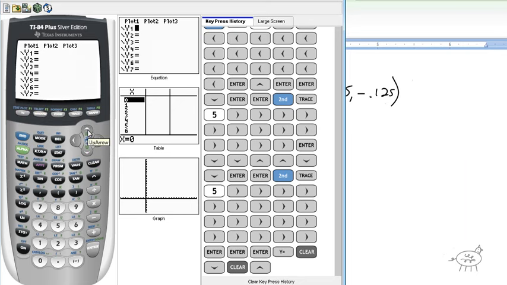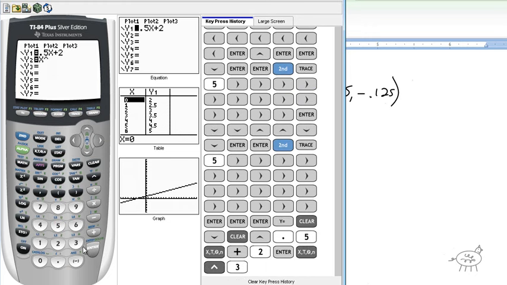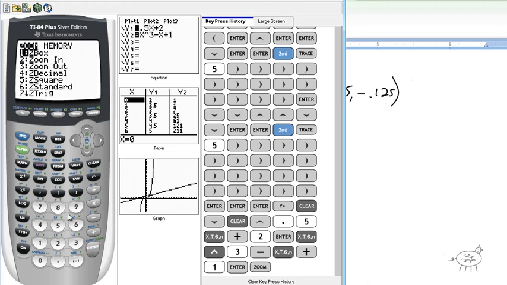Okay, we're going to do 0.5x plus 2 and x cubed minus x plus 1. Okay, we're going to do zoom standard. And that gives us a pretty good indication. That's kind of a nice graph because we know one's linear and one's a cubic, so it's got that little bump there and comes back up again.